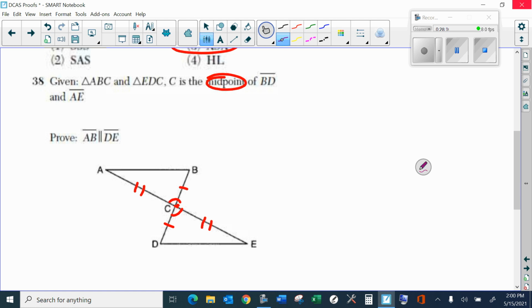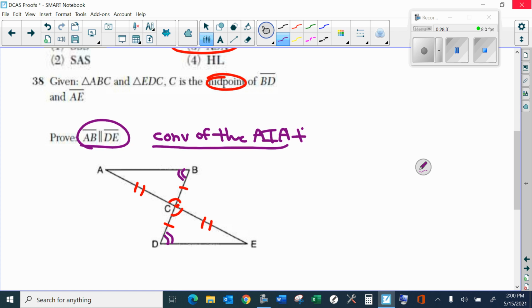And then I would say that this angle is congruent to this angle by CPCTC. And then I would be able to say this is congruent to this by converse of the AIA theorem. Okay, alternate interior. If alternate interior angles are congruent, which angles B and D are, then the lines are parallel. So it's the converse of the AIA theorem. Okay, that's how you would prove that.